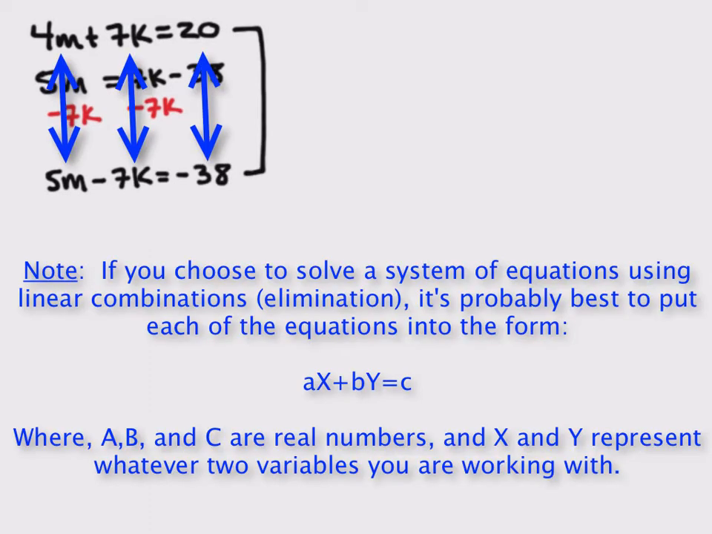Note, if we ever choose to solve a system of equations using this strategy, that is, using what's called linear combinations or elimination, it's probably best to put each of our equations in the form ax plus by equals c, where a, b, and c are all numbers, and x and y represent whatever two variables we're working with. And you can see that this equation and this equation are in that form. It's just really nice to have our variables in nice columns.